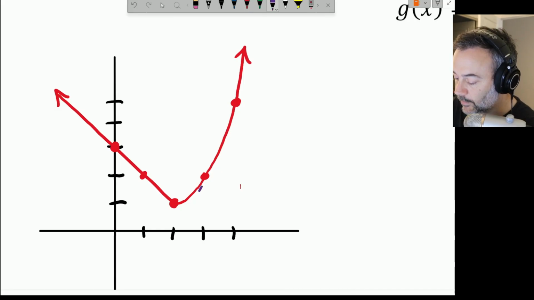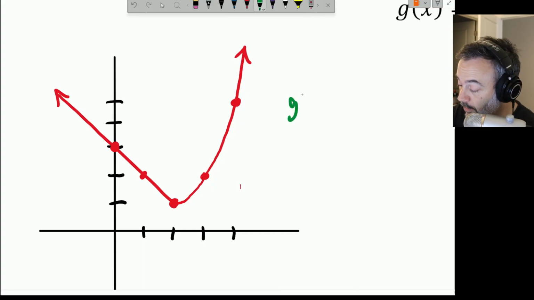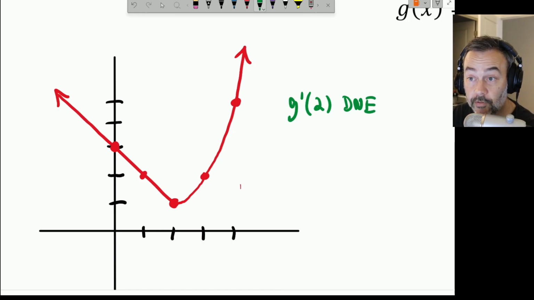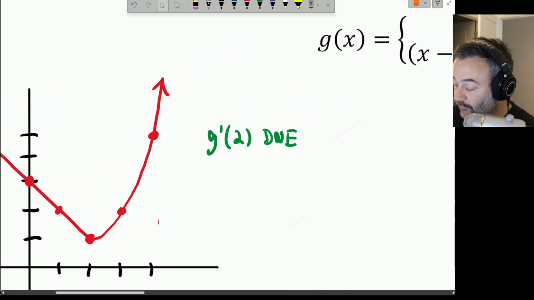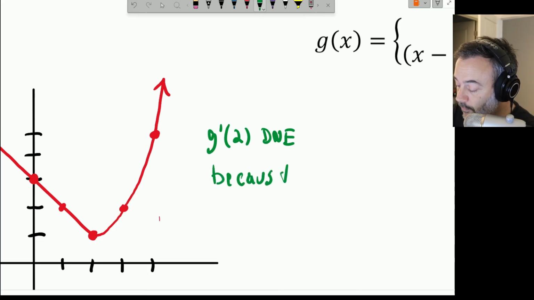So from the right, the tangent lines are approaching 0. But from the left, the tangent lines are always -1. So g prime at 2 does not exist as a limit. G prime of 2 is undefined if we think of the derivative as a function. So g prime of 2 does not exist because the graph has a corner.